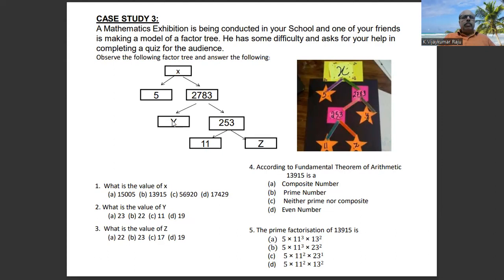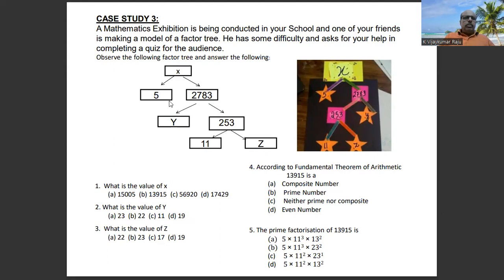2783, when you divide by y, you will get 253. 253, when you divide by 11, you will get z. Okay? So this factor tree talks like this; this is the meaning of this. Now he is telling you to find the value of x.